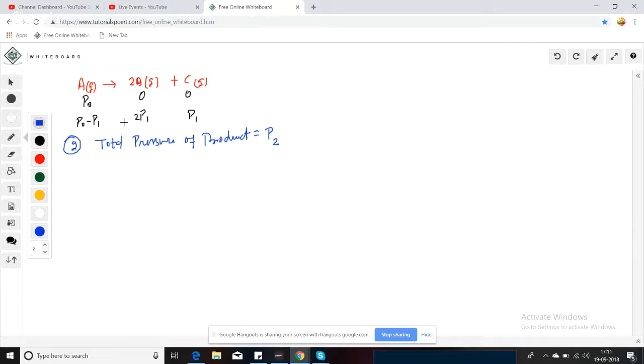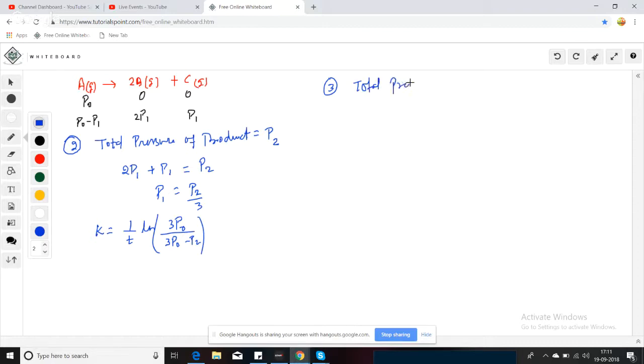So what will we write here? P naught plus 2P1 equals P2. Yeah. So the total pressure of product is what? It is 2P1 of B plus P1 of C, which is equal to P2. So P1 is equal to what? P2 by 3. Replace this P1 as P2 by 3 in the expression. We'll get K is equal to 1 by T ln 3P naught divided by 3P naught minus P2. This is the expression we get. Correct?